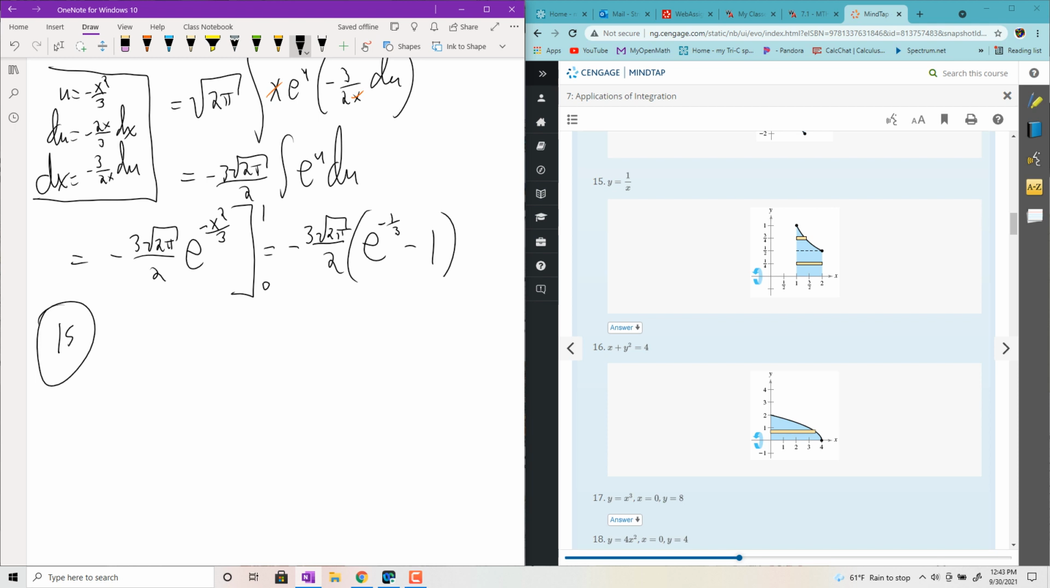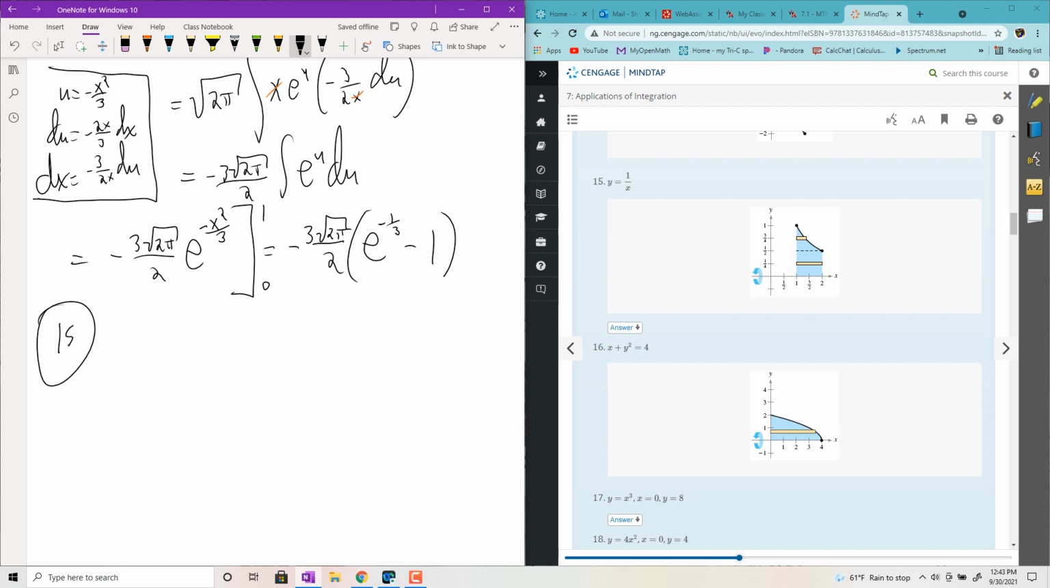So the first 2 questions, or the first 4 questions, are going to be 7.1 problems. Those are really the most important. And then the next 2 questions will be 7.2 problems. So you're looking at disk and washer. And then the next 2 questions will be 7.3 problems. So you're looking at shells. And then the last 2 questions will be arc length problems.